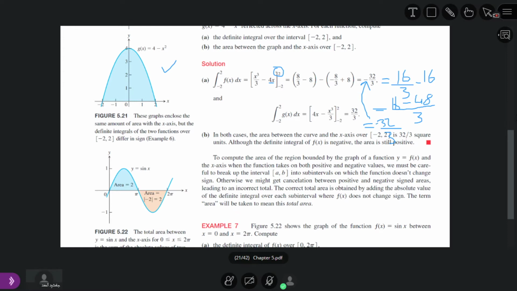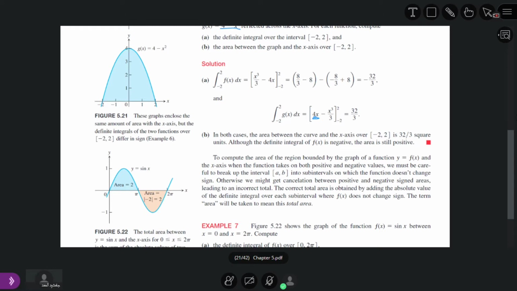Also, if we take the definite integral of g of x, which is the mirror image of f of x, here it is 4 minus x squared. Now what is the antiderivative of 4 minus x squared? The antiderivative of 4 is equal to 4x. And what is the antiderivative of x squared? It is equal to x to the power 3 divided by 3.